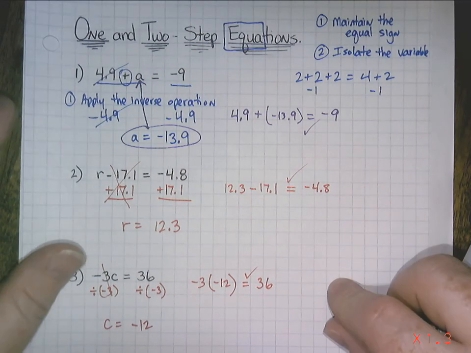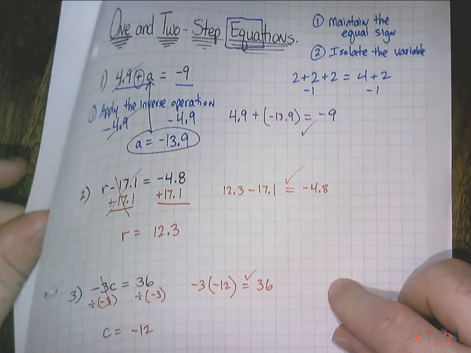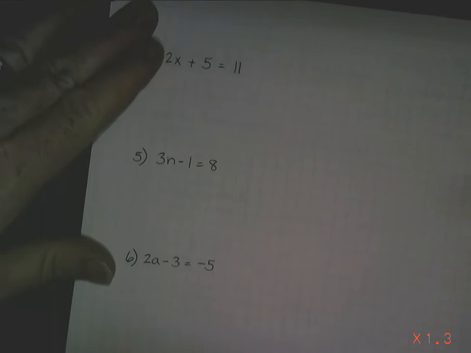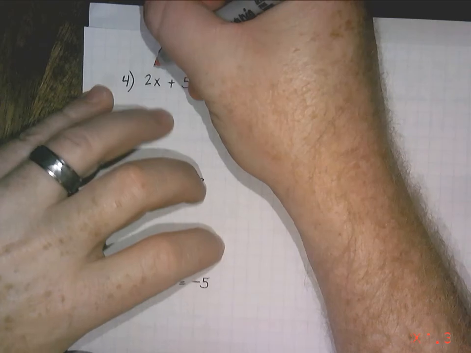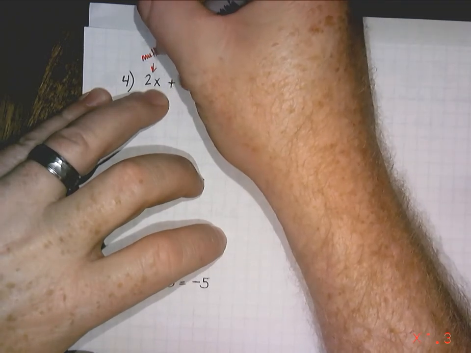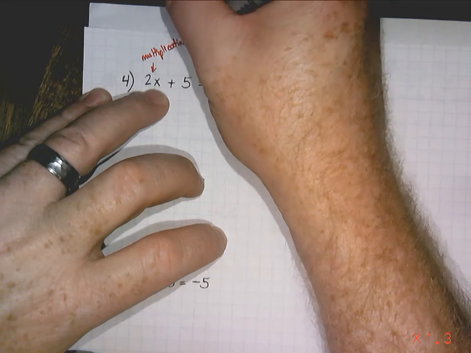Now, a two-step equation, you're basically following the same set of rules or protocol, if you will. The only difference is you've got another step to take. So it's not one step, it's 2 steps. And when you apply the inverse operation here, you've got 2 things going on. You've got 2 different operations. You've got a multiplication here, right? And you've got an addition here.